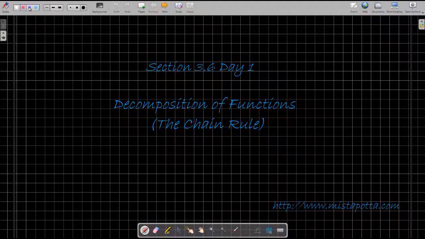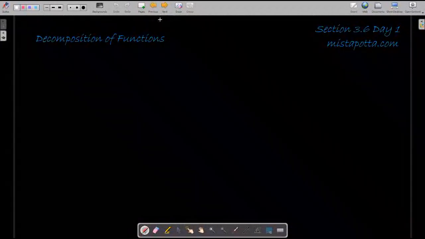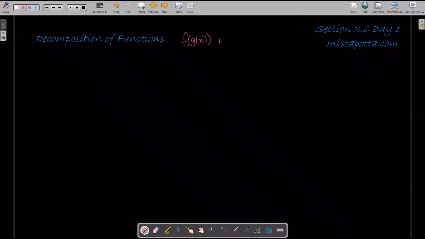3.6. In this lesson, we're going to be talking about composition of functions and a rule called the chain rule, which helps us deal with derivatives of compositions of functions. So I first want to start by talking about decomposition of functions, because in our pre-calculus class it was really important for us to understand how to write two functions as this composition of functions. You may remember the f of g notation or this f of g of x notation.